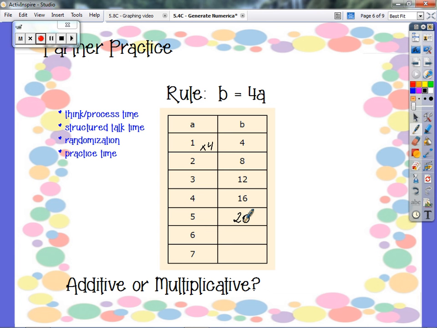Melanie, will you come up here and tell us what you got for b, please? Come on up here. Okay, you got 24. Does everyone agree? If you agree, again, thumbs up. Disagree, thumbs down.